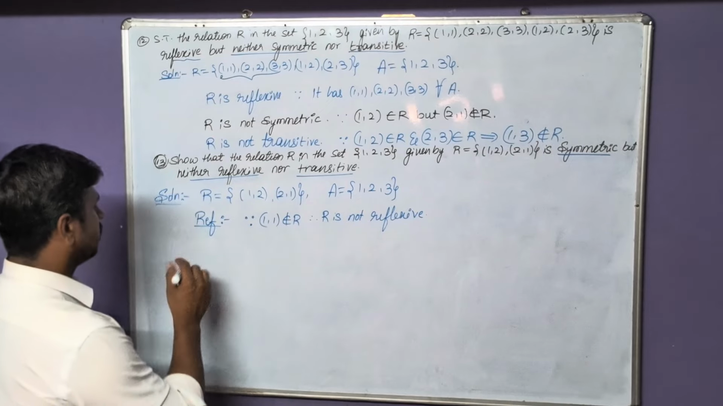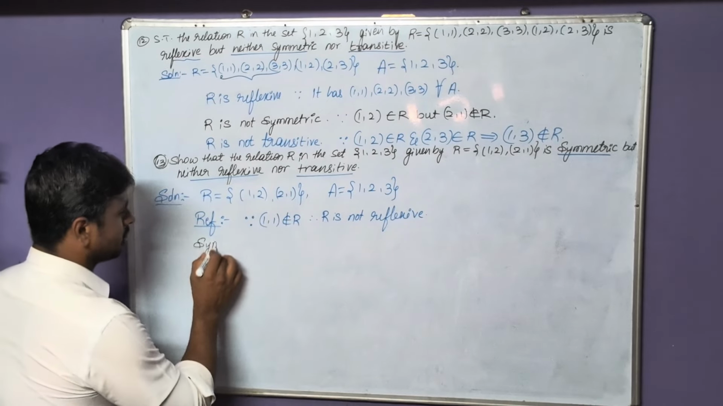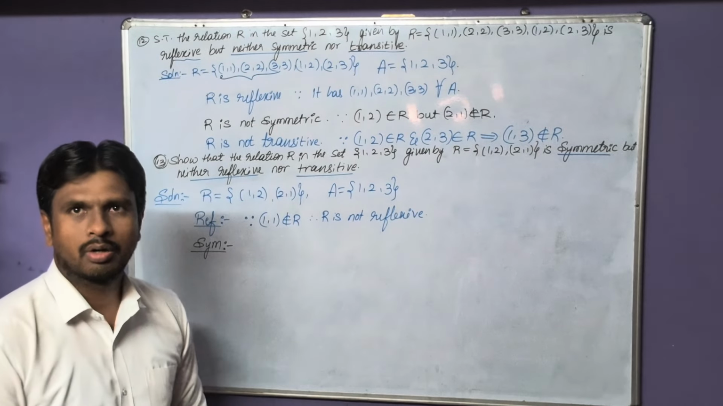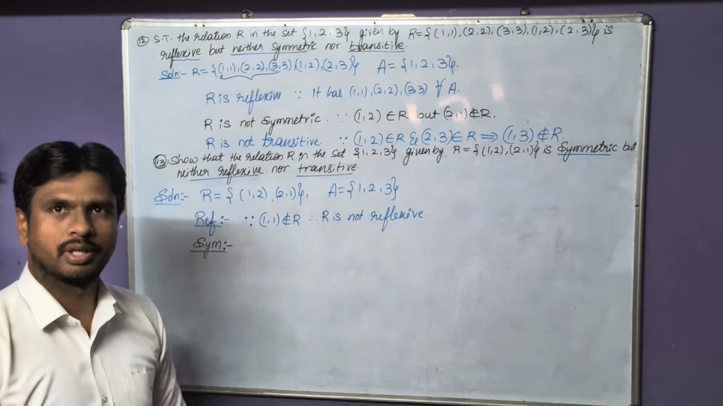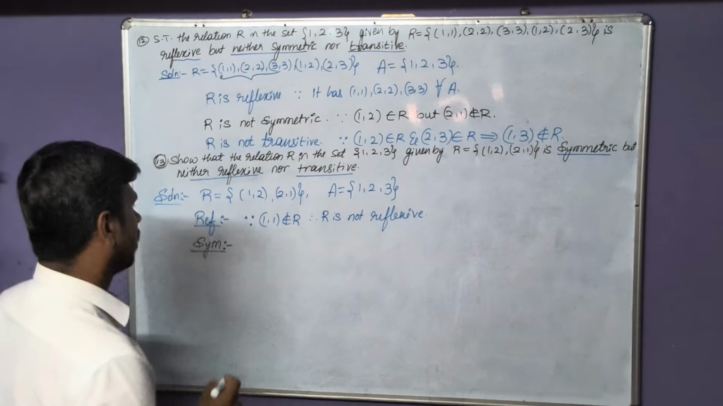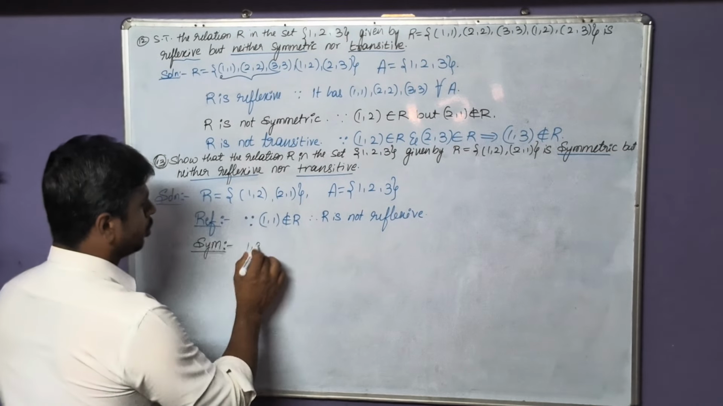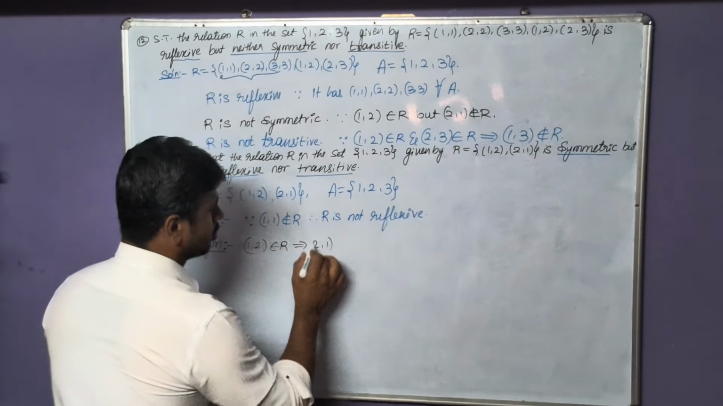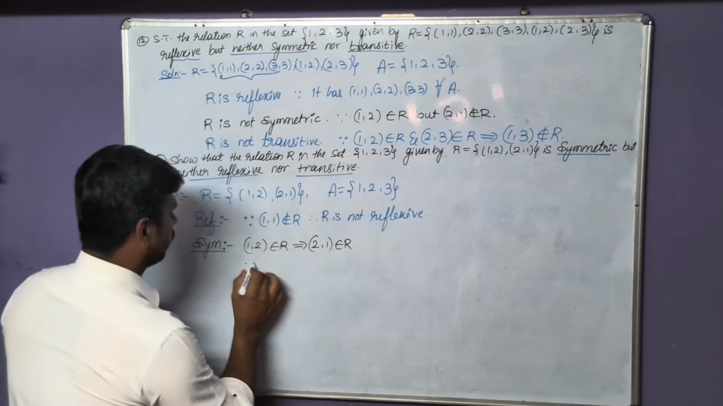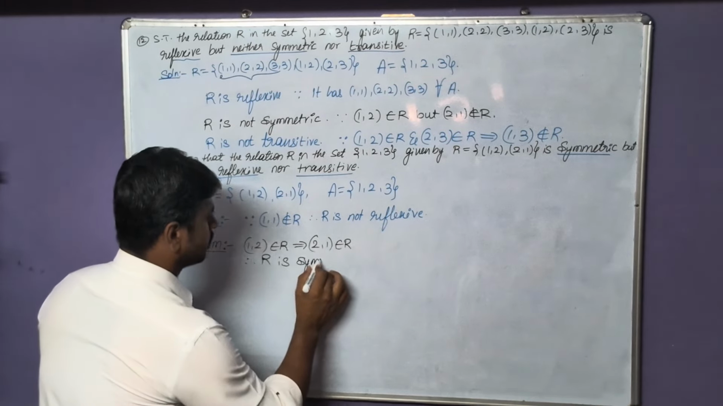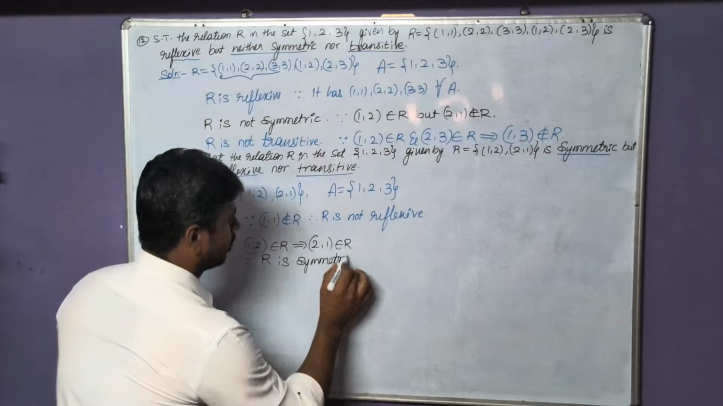Now let us move on to the symmetric condition. When do we say that the given relation is symmetric? To say that the given relation is symmetric, we should have a non-identical ordered pair and the reverse of the same. I mean to say, if (a, b) belongs to R, then (b, a) should also belong to R. So here we have (1, 2) belongs to R, which implies that (2, 1) also belongs to R. Therefore, the relation R is a symmetric relation.